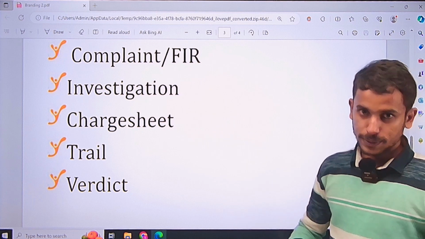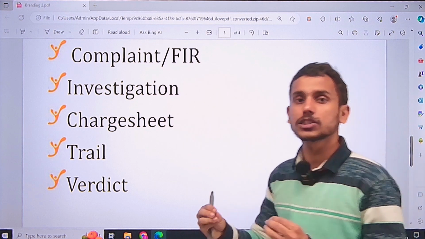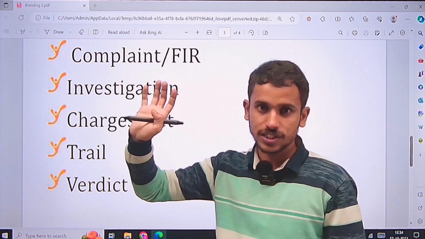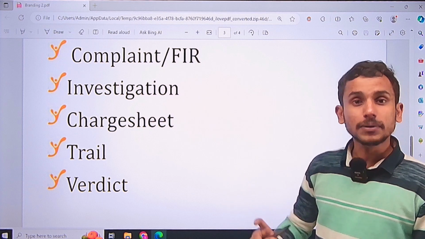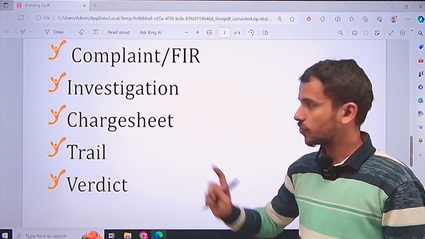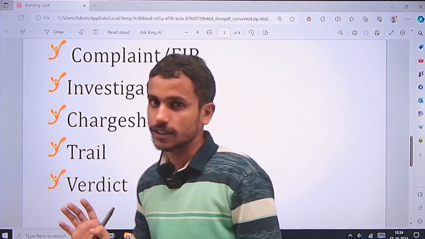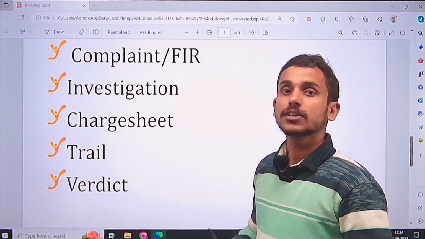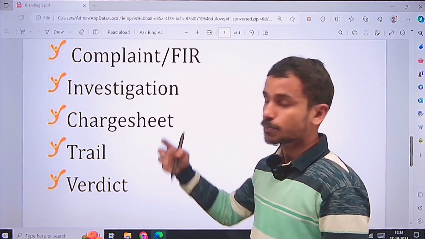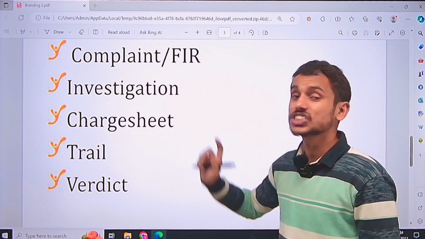Once the FIR has been lodged, if it's a cognizable offense, as I've told you, for every cognizable offense the police can directly go ahead with the investigation. Once the complaint or FIR is registered, directly investigation. But sometimes for a non-cognizable offense, before investigation, the judicial magistrate's permission has to be taken, right? Then, once the investigation is concluded, the police, through the evidence that it has procured, will go before the judicial magistrate and submit the charge sheet.